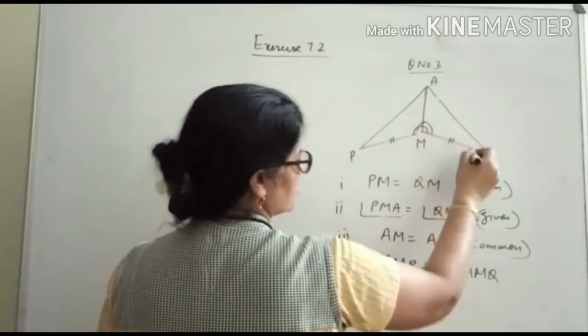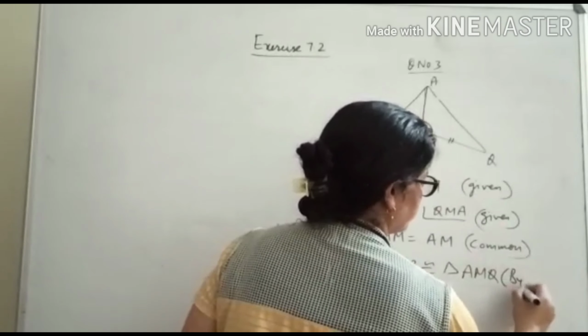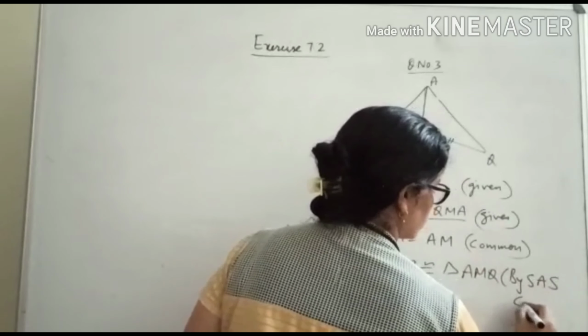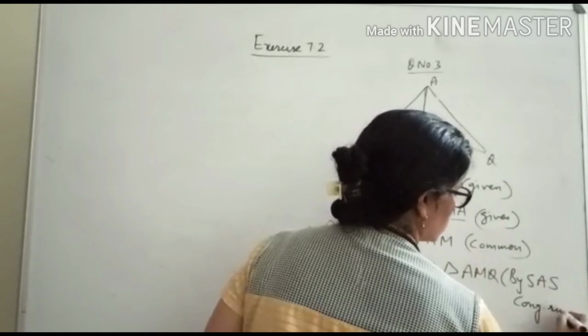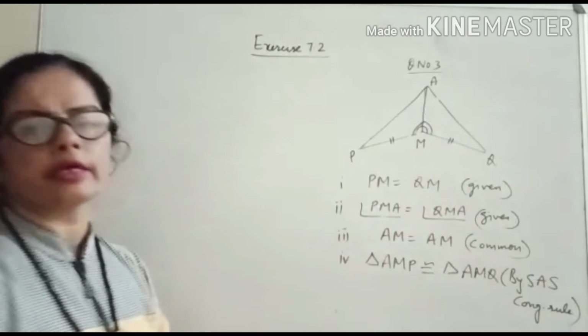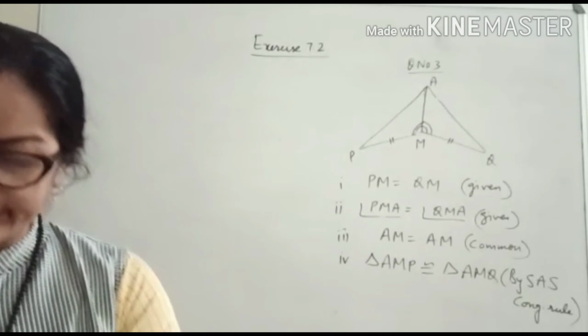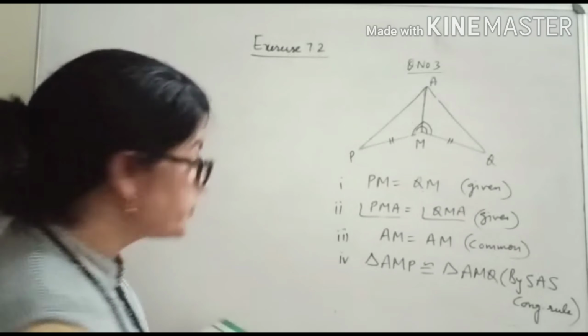Side, angle, side. By SAS congruence rule. This will be the criteria. Now let us do the next question, number 4.